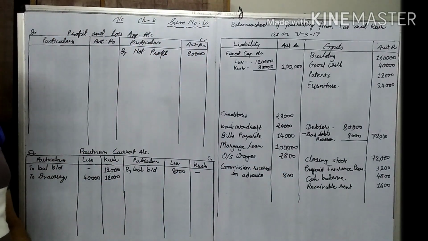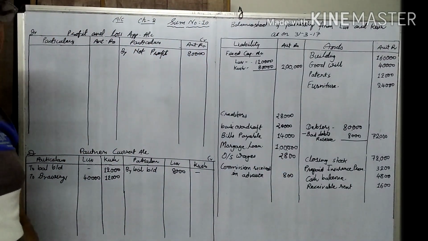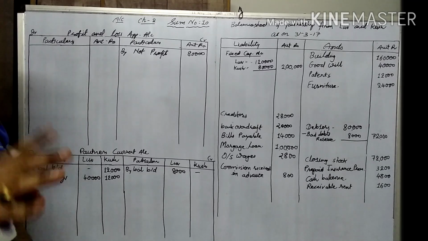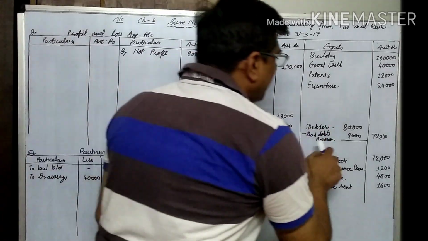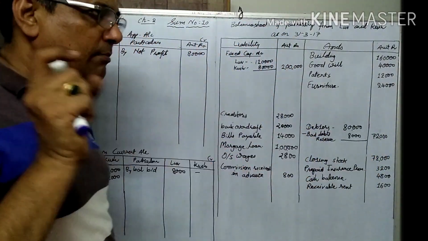Bad debts reserve is given. In this question, no other entries are given. Only bad debts reserve is given. So directly you have to keep this point in your mind. Bad debts reserve is directly minus from debtors. It is the most important point of this sum.